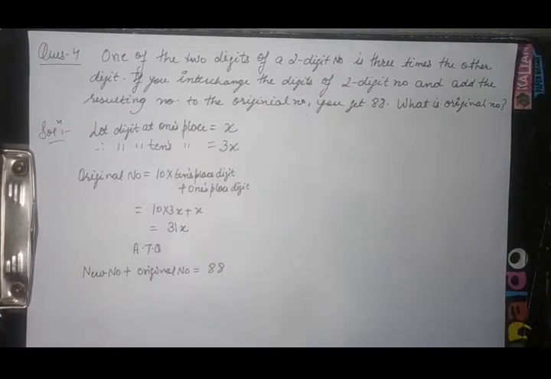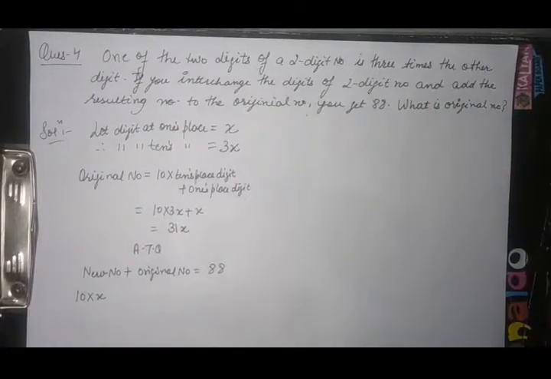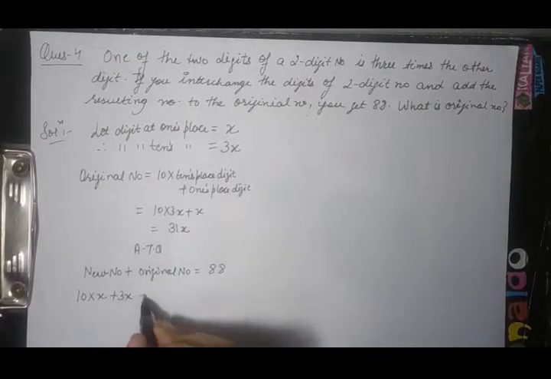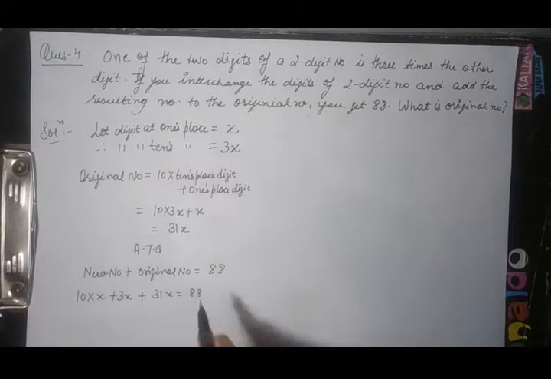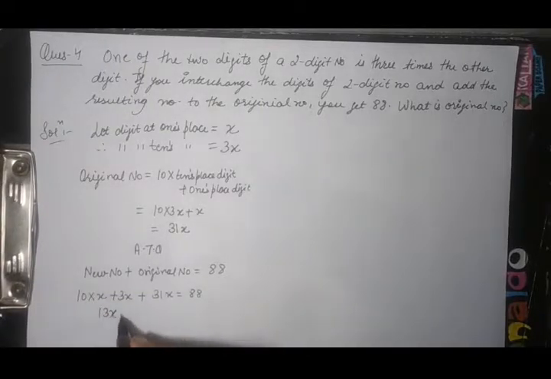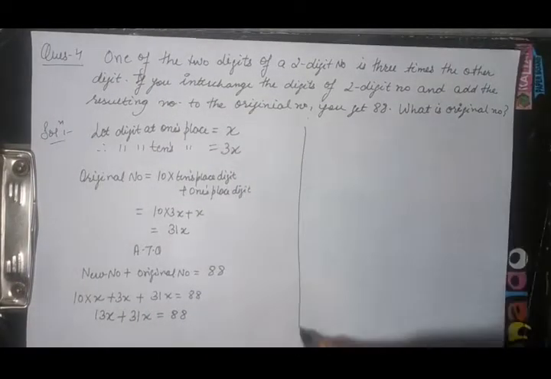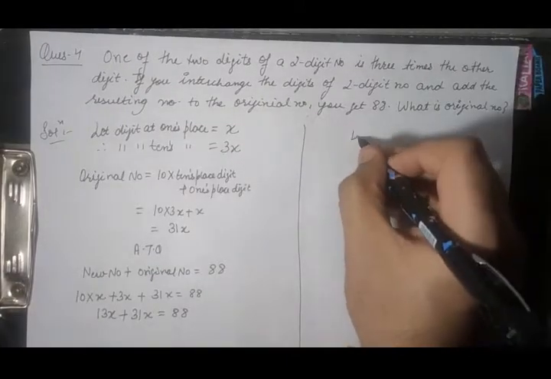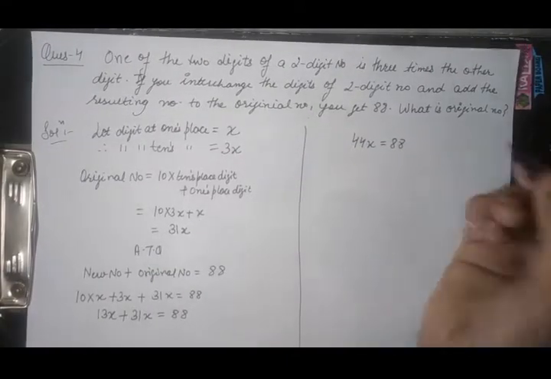So we know the original number is 31x. We have to form the new number. The new number will be formed by interchanging the digits. So now the ones place digit will become the tenth place digit, and the tenth place digit will become the ones place digit. So this will be 10 into x, 10x, 10x plus 3x, that will be 13x. 13x plus 31x equal to 88. So 13 plus 31 will be 44x, which will be equal to 88.